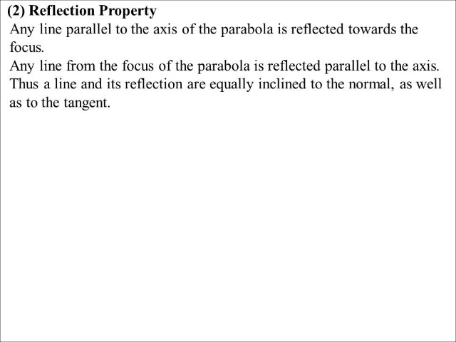Another classic property is what we call the reflection property. It's why headlights in cars are parabolic reflectors. Don't worry, we don't have to remember this wordy part of it, but technically this is the reflection property. Any line parallel to the axis of the parabola is reflected towards the focus. Any line from the focus parallel to the axis of the parabola is reflected parallel to the axis. Thus a line and its reflection are equally inclined to the normal as well as to the tangent. In physics, or junior science for that matter, remember angle of incidence is equal to angle of reflection. That's all it's really saying.